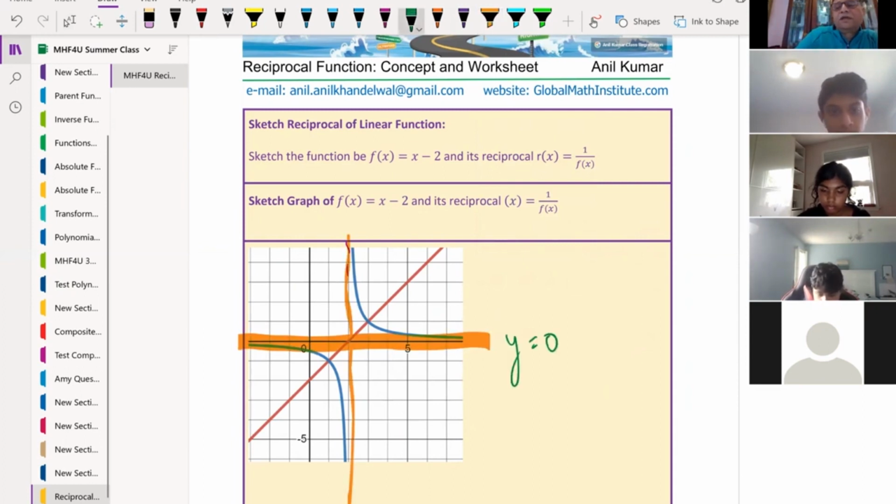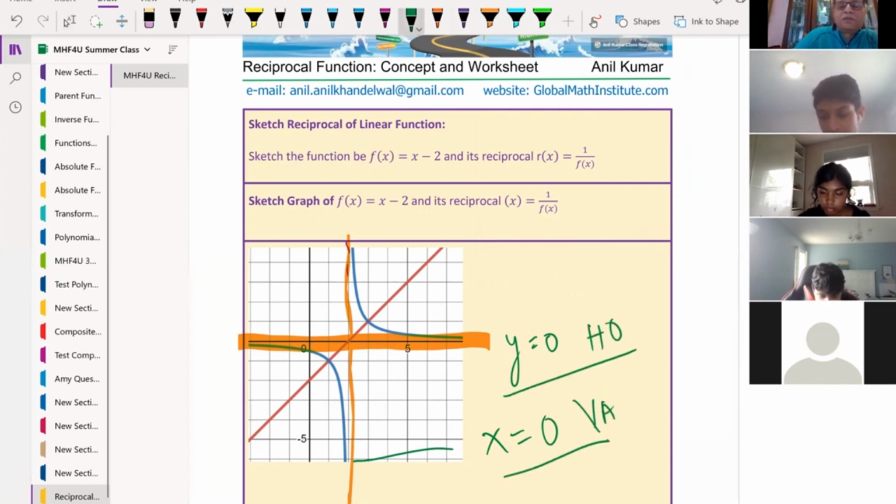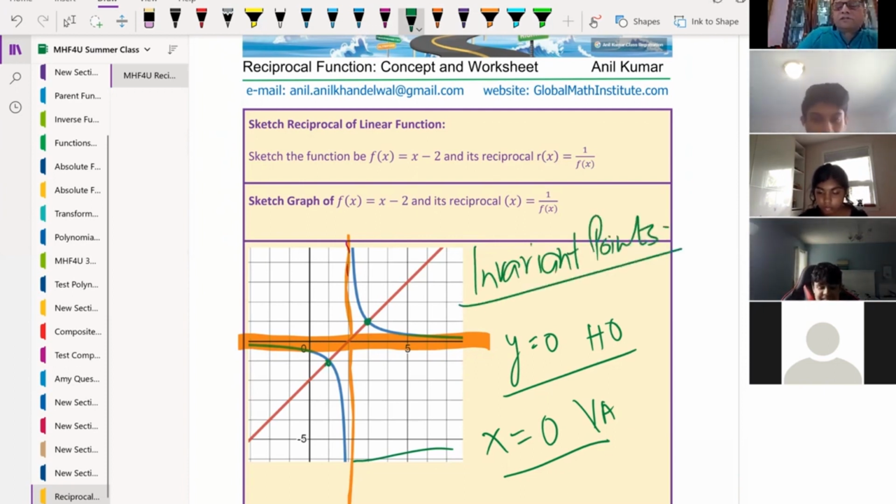Y equals to 0 is a horizontal asymptote, and this is x equals to 0. X equals to 0 is a vertical asymptote, y equals to 0 is a horizontal. You have to mention this. You have to mention these 2 points. We say invariant points. Do not forget this. Otherwise, your 90 plus is gone. Invariant points. Do you understand? So you'll mention the invariant points where the value of the function is either +1 or -1, correct? And then you have to also mention the y-intercept.